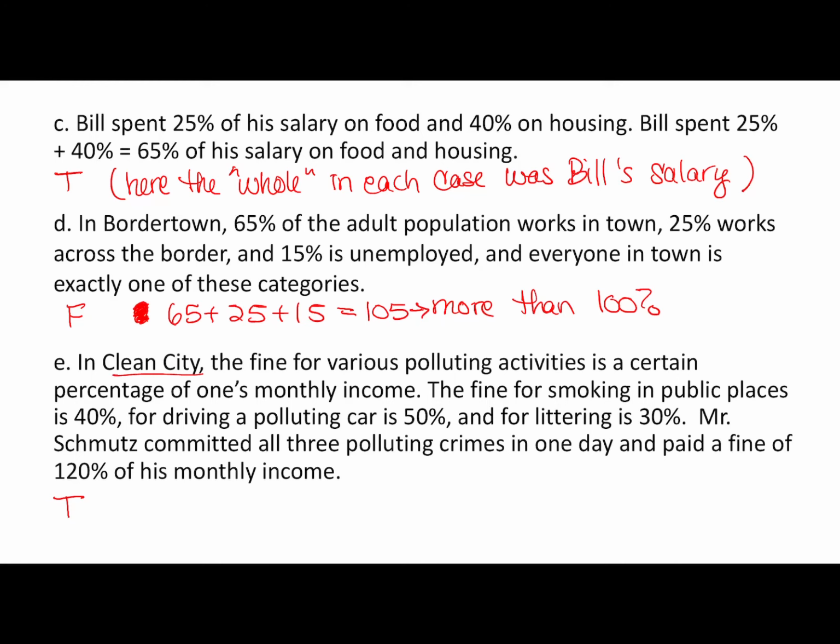And again, the issue is that the whole in each case is the monthly income. So he owes 40% of the monthly income plus 50% of the monthly income plus 30% of the monthly income. And so in that case, I can sort of factor the monthly income out and add those percentages up. 40 plus 50 plus 30 is 120. So 120% of his monthly income.